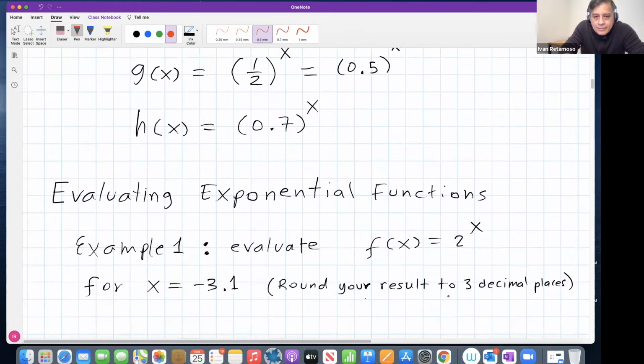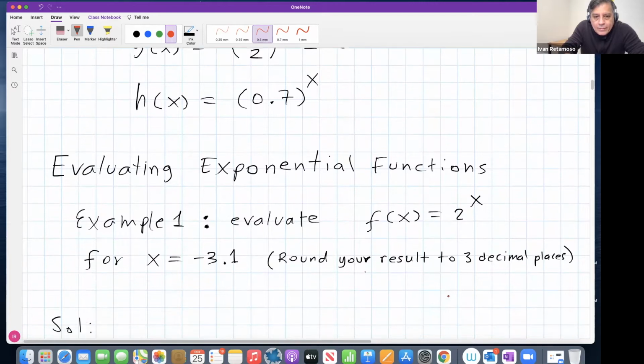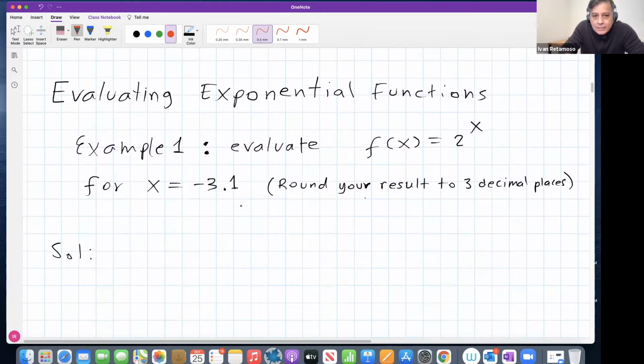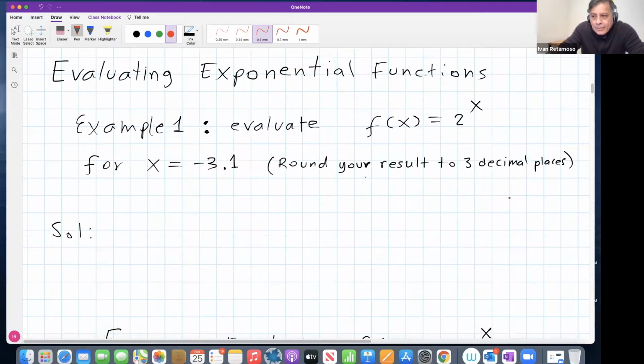So I want you to learn how to do this accurately, following instructions. As an example here, evaluate this exponential function f of x equals 2 to the x for x equal to negative 3.1. Instructions for rounding: round your result to 3 decimal places. Okay, how do we do that?